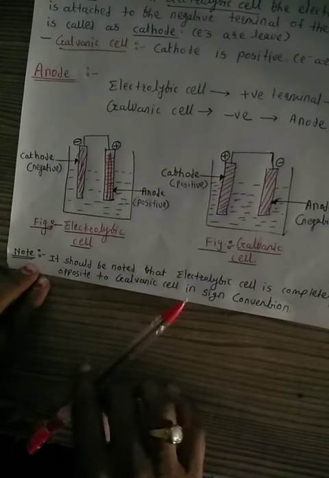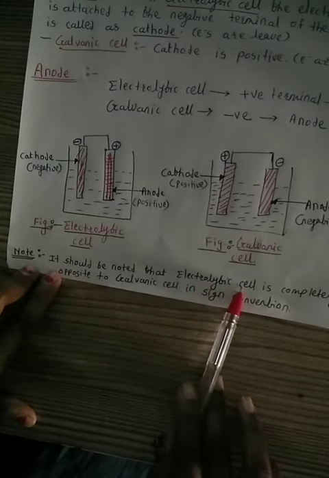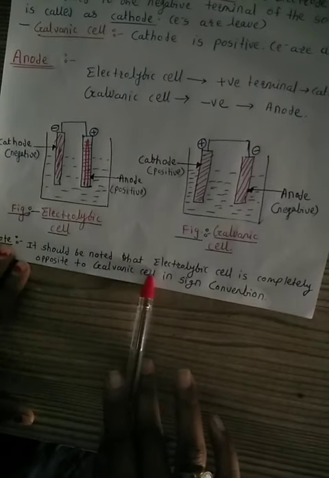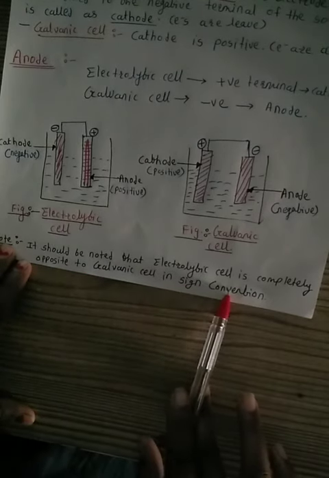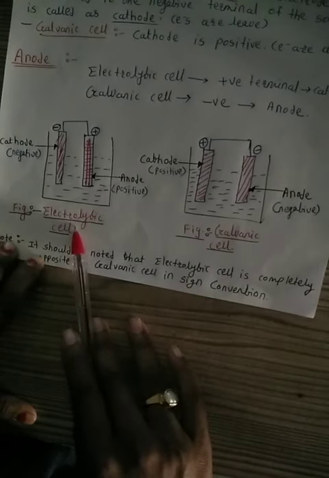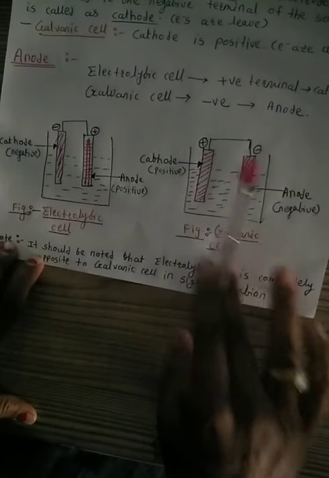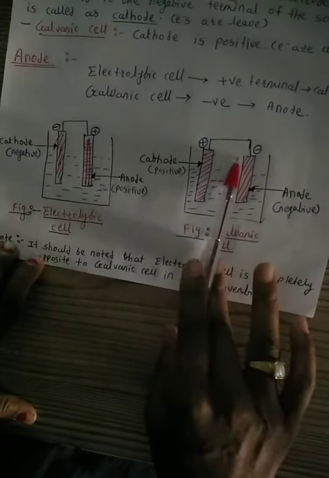Here the most important thing to note is that the electrolytic cell is completely opposite to the galvanic cell in the sign convention. Meaning in the electrolytic cell the cathode is negative and the anode is positive, and it is completely opposite to that of the galvanic cell. In galvanic, the cathode is positive and the anode is negative.